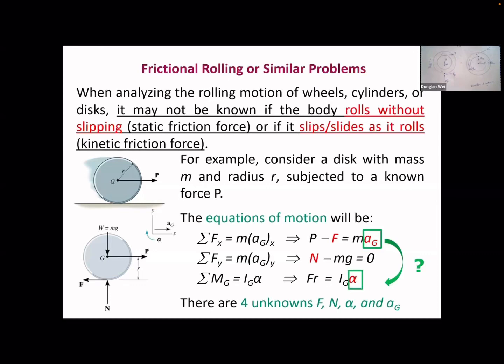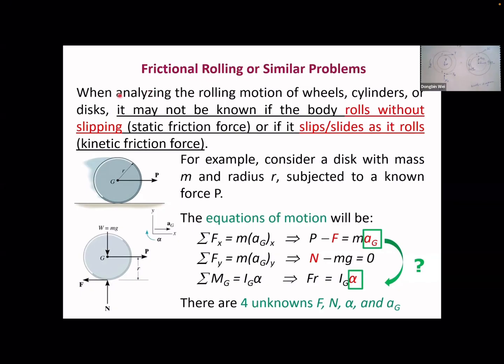We will discuss an even more difficult kind of problem: frictional rolling or similar problems. Firstly, we will talk about what this kind of problem presents. And then we will use an example to see how to deal with this kind of problem.